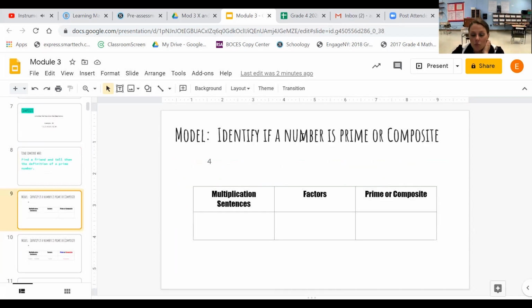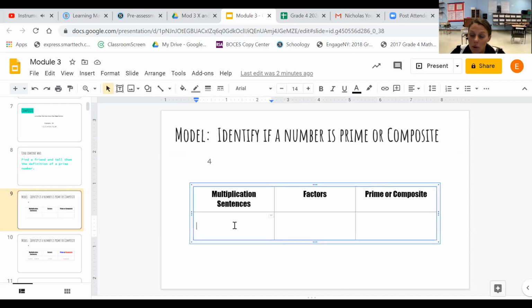So I want to model for you some different things. You know how in writing class we have to write complete sentences. We have capitals, we have punctuation. It's the same for math. We need to have those complete sentences. So first, we're trying to identify if the number 4 is prime or composite. So let's try it out.